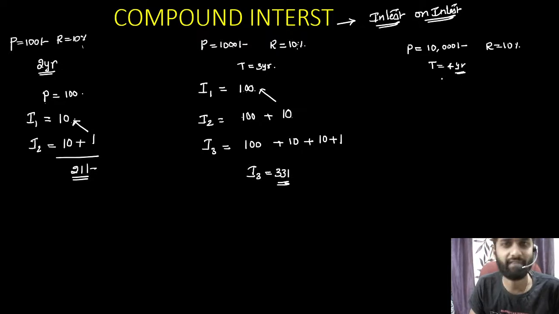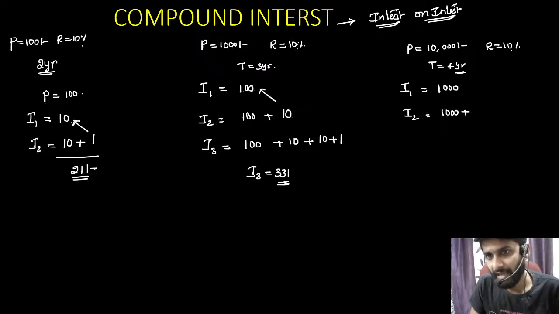How to calculate it for this one? No problem, just go with observation. If you go with interest, 10% of 10,000 is equal to 1,000. Second year interest, same 1,000 as it is, just write down. Again, 10% of 1,000, the value becomes 100.